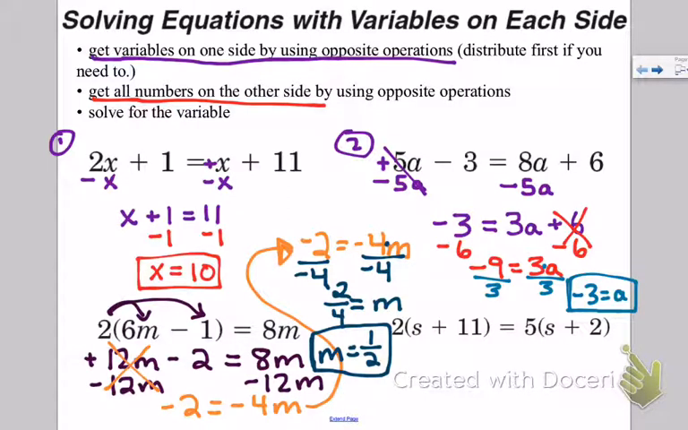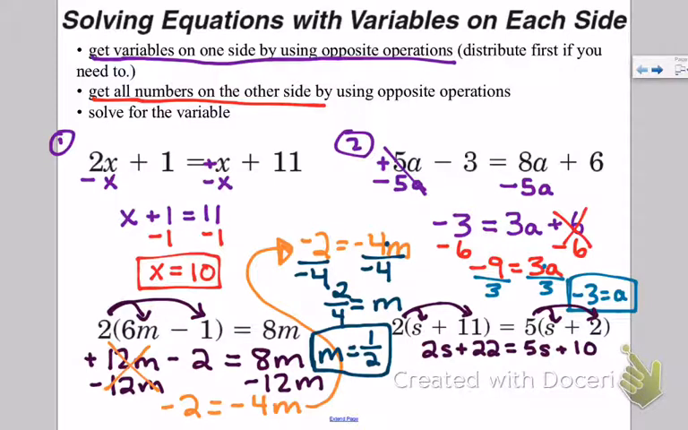The fourth example requires us to distribute on both sides, so let's go ahead and do that. 2 times s is 2s, 11 times 2 is 22, 5 times s is 5s, and 5 times 2 is 10. So that's my first step.